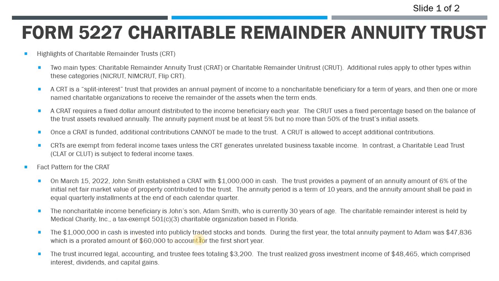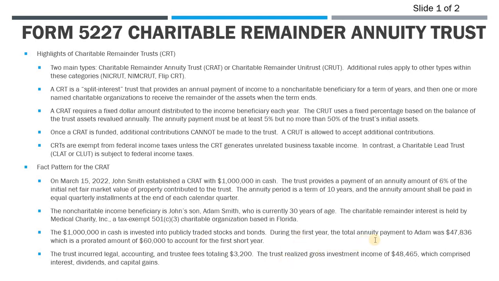Now, once the $1 million is put in, it's just invested into publicly traded stocks and some bonds. So that's important because trusts do have certain limitations on what they can invest in, right? So, for example, they don't want to be investing in something that generates UBTI because that would be subject to tax. So always things like that to keep in mind.